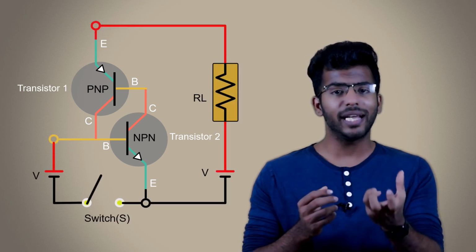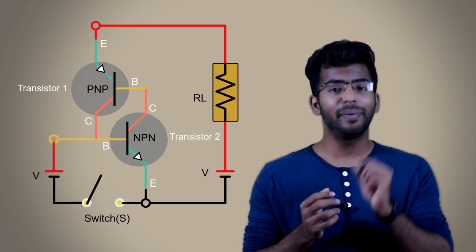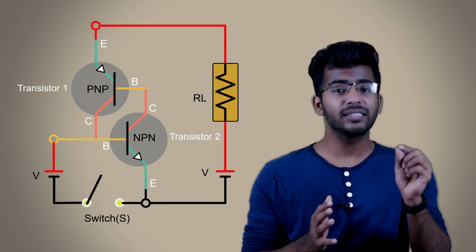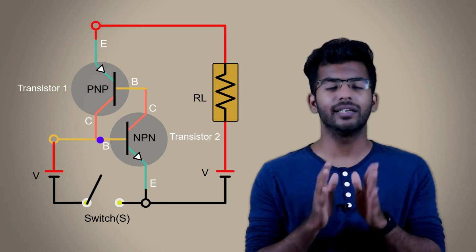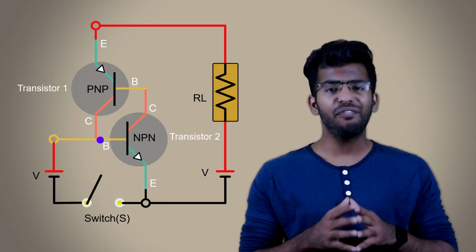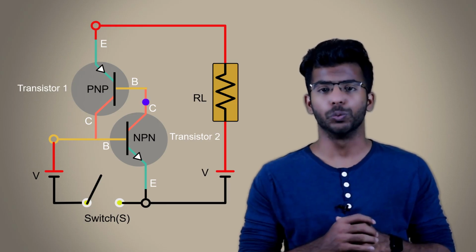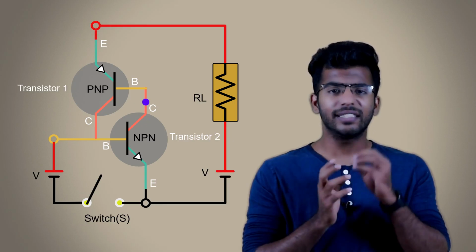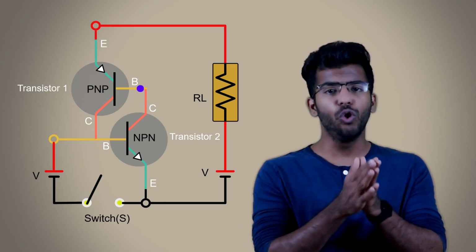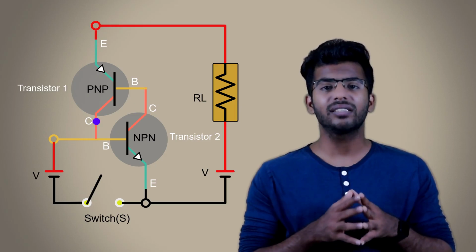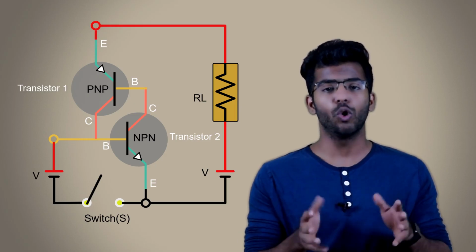Now, we supply voltage V, which is less than the breakover voltage. With the gate open, that is the switch S, there is no base current in transistor 2. Therefore, no current flows in the collector of transistor 2. As this collector is the base of transistor 1, no current flows in transistor 1 as well. Under this condition, the SCR is open.